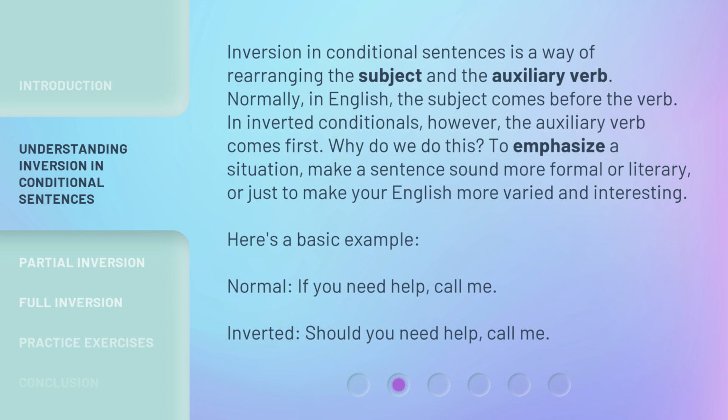Here's a basic example. Normal: If you need help, call me. Inverted: Should you need help, call me.